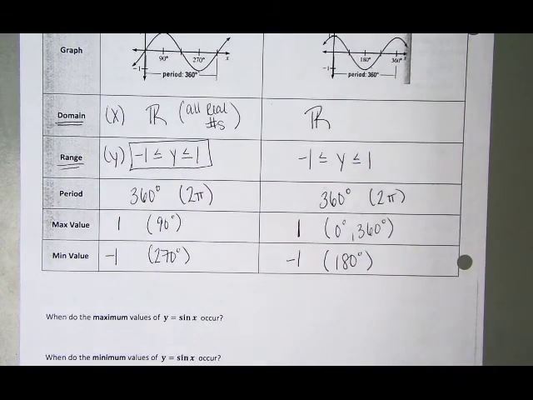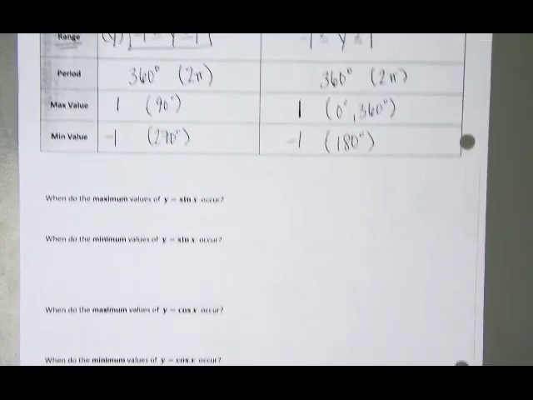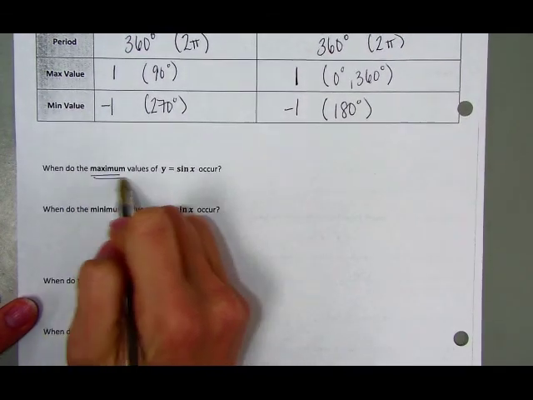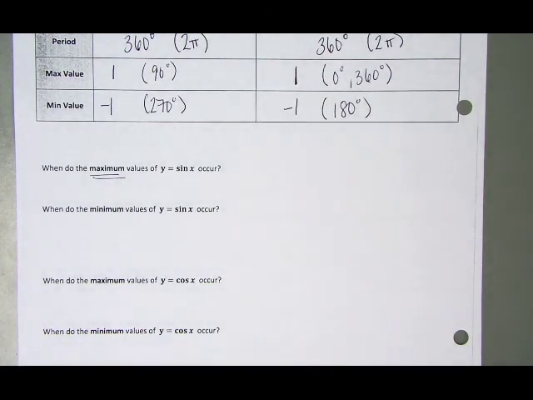Alright, so let's fill in a little bit more information below as we move forward. A couple questions to get you thinking a little bit about what these sine and cosine functions are, what these graphs are. The first is, when do the maximum values of y equals sine x occur? Alright, so when do maximum values occur?